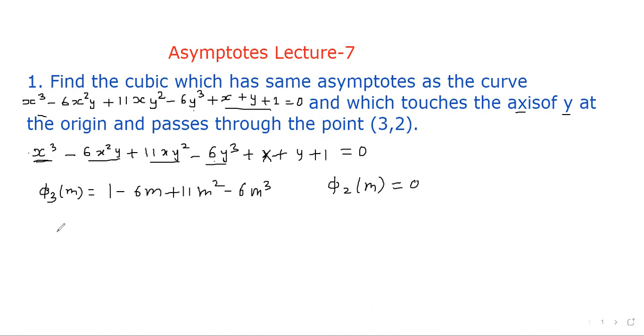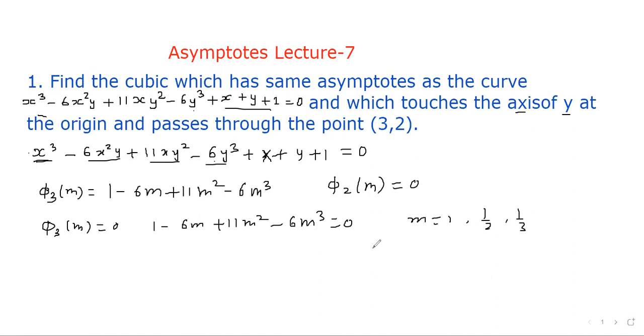So for that, phi 3 m equal to 0. So 1 minus 6m plus 11m square minus 6m cube equal to 0. If we factorize it, the first factor will be m equal to 1, and then the other two factors will be 1 by 2 and 1 by 3. So I'm not doing that, you can do it. So we write the value of c. So c will be equal to minus phi 2 m divided by phi 3 dash m. Since phi 2 m is 0, it is not necessary to evaluate this. So it will be 0.